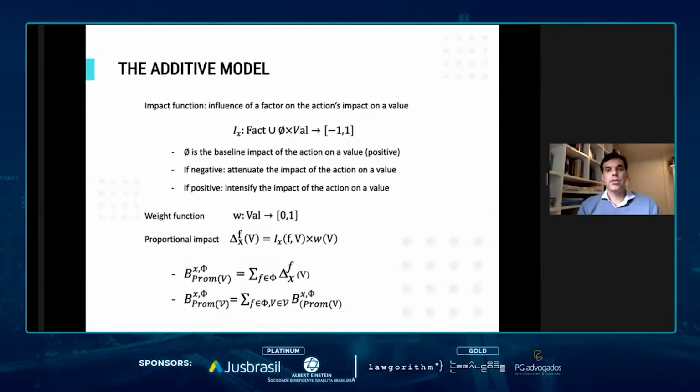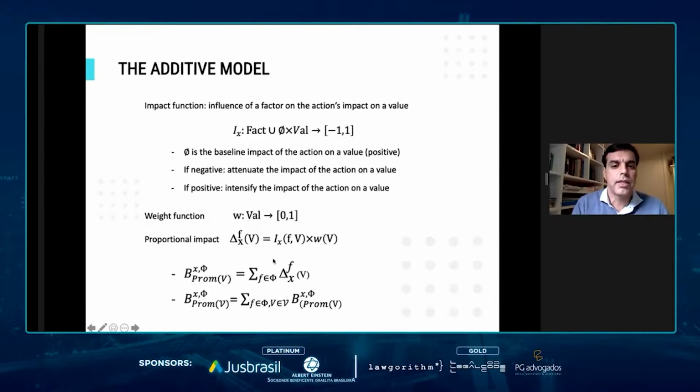So we would like to model it, and in particular to understand how this balance between competing values works and how it affects legal interpretation. But we are going to focus on arguments about values which are demoted against values which are promoted by the action at stake. I'm not going into the details of the formalism.